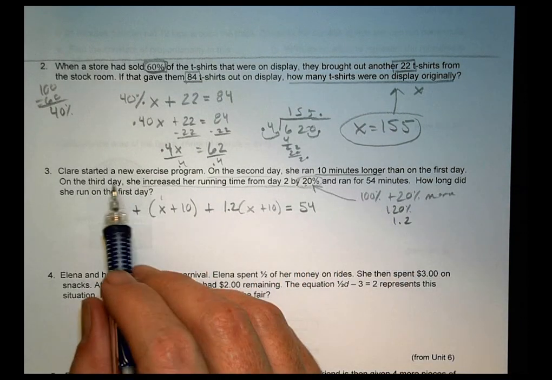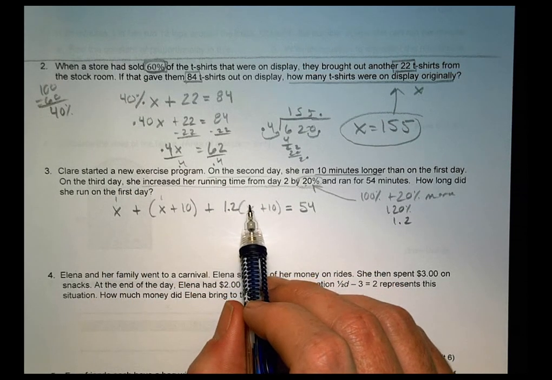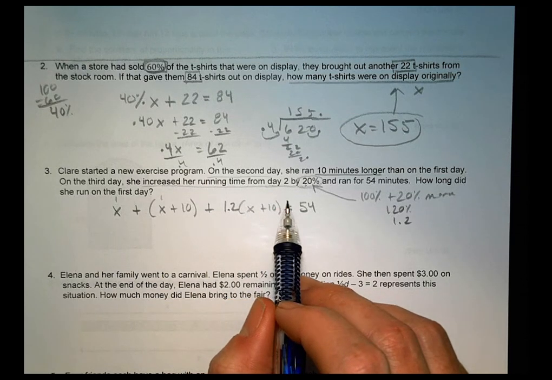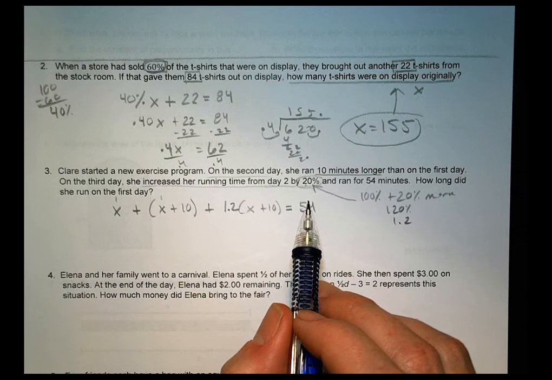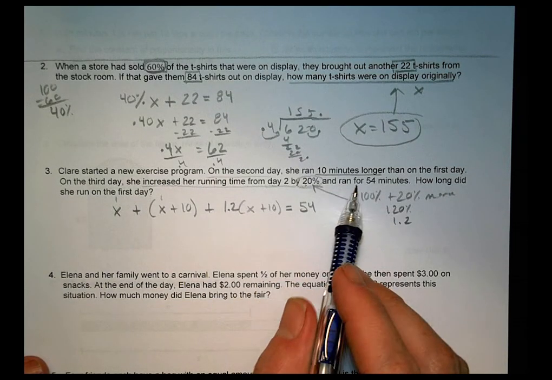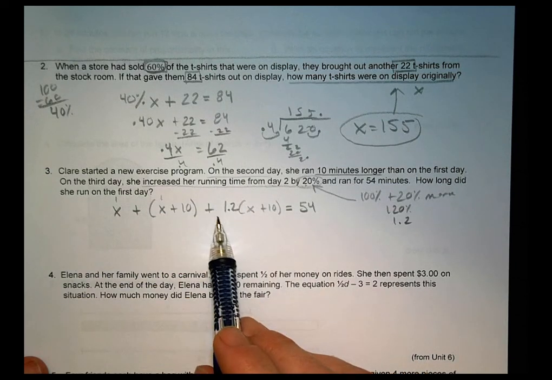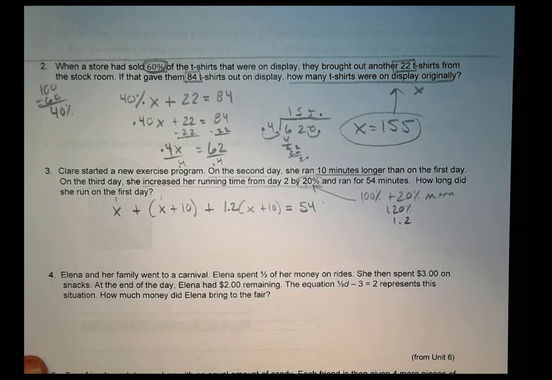Okay, so she started a new program. On the second day, she ran 10 minutes longer than the first day. On the third day, she increased her running time from day 2 by 20% and ran for 54 minutes. So I guess the question here is, as I'm thinking about this, the way it's written, it almost looks like I might want to think about what this is by itself, but I don't think that is accurate. In fact, I'm almost positive it's not accurate. I did it a different way before. I want to make sure this is not going to mess us up a little bit there.